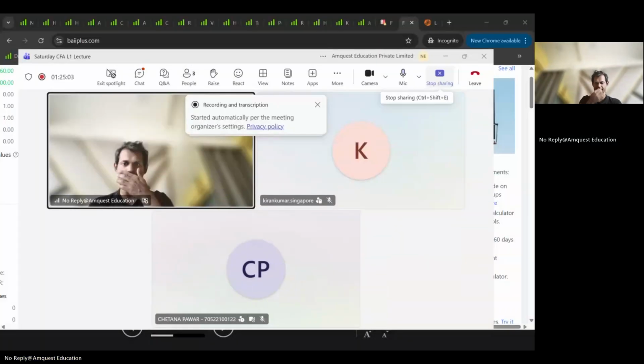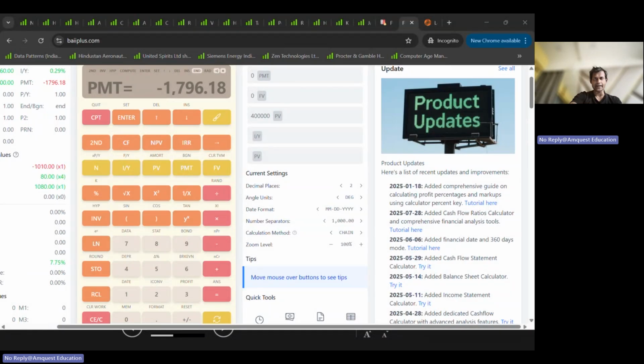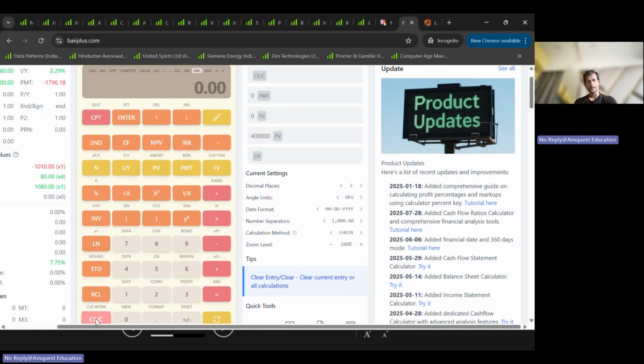Let me share my screen and I'll show the calculator usage. Yeah, you can see the calculator. Answer. Okay, now see what you'll do. Now, you know the formula is 0.8 square, right? 0.8 square, look here.